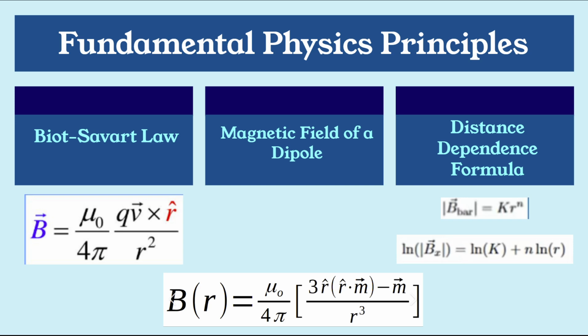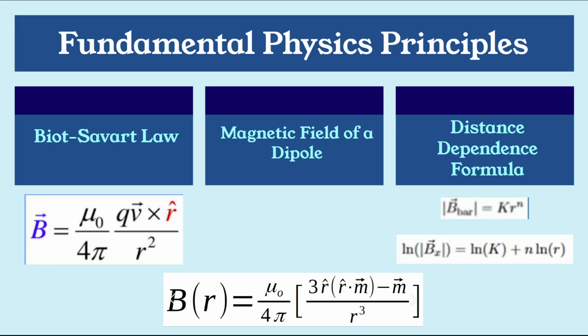There are three main equations behind this lab. First is the Biot-Savart law, which tells us how currents create magnetic fields. It depends on the current, the constant mu naught, and the position relative to the current. It uses a cross product, which means the magnetic field is perpendicular to both the direction of the current and the direction to the point you're measuring.